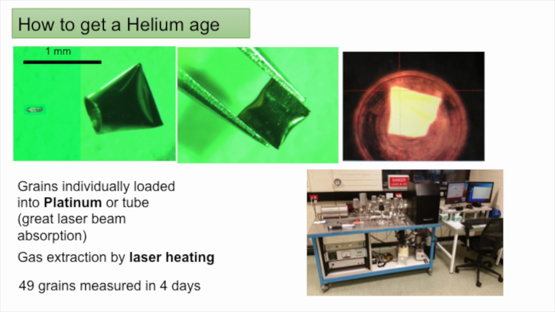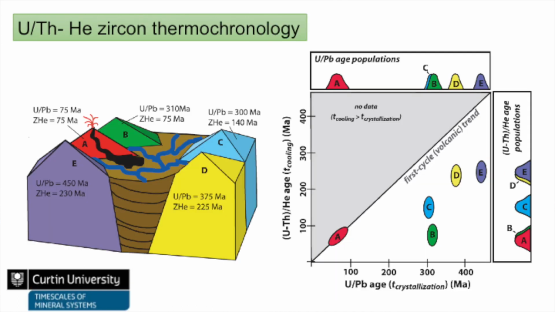capsule. Make sure we haven't drunk any coffee beforehand, because this is quite delicate work. We shove our little grain into the capsule. We blast another laser beam at it, heat it up, and it releases all its helium. We measure that helium in our mass spectrometer. It's a bit of a slower technique, about 4950 grains in about 4 days, but it's very useful information.